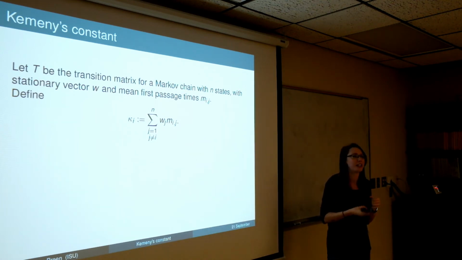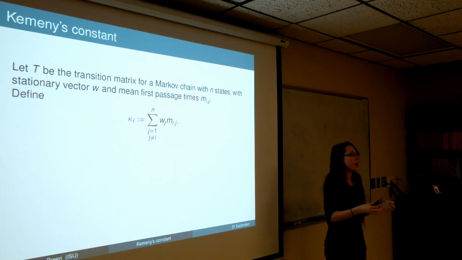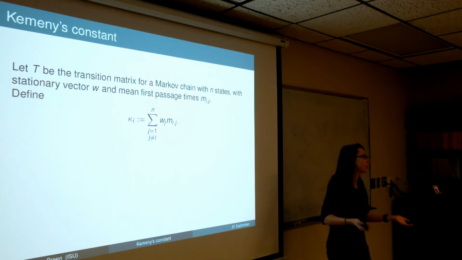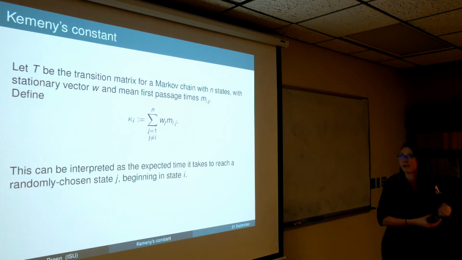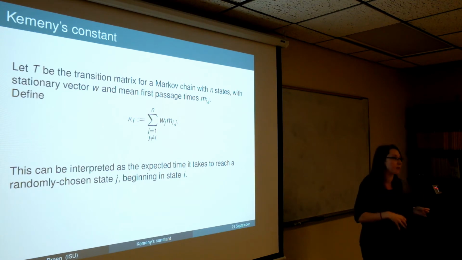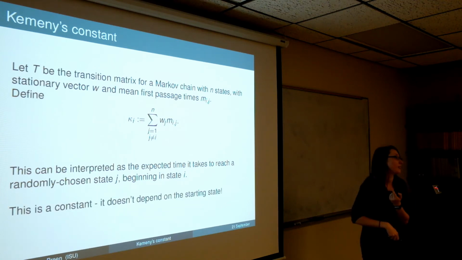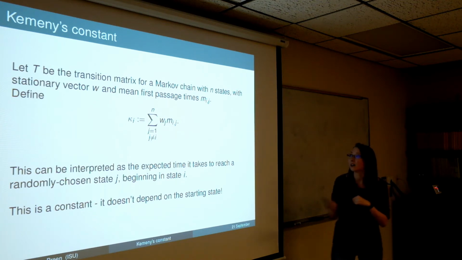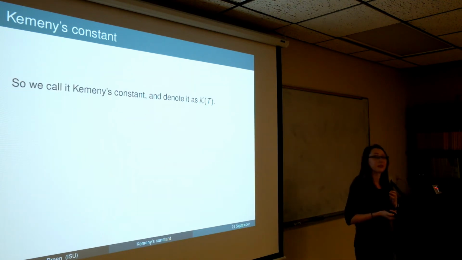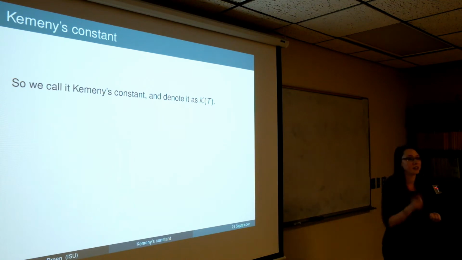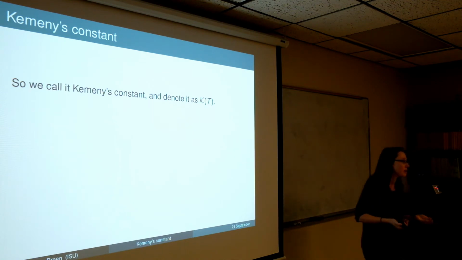So this would give you an idea of, if I'm in state i, how is my access to other states, good or bad. You can also interpret it as the expected time it takes to reach a randomly chosen state if I'm in state i. Astonishingly, and this word is used in every paper about Kemeny's constant, that's a constant. It doesn't depend on what state you're currently in. So no matter what the state i is, that's going to be equal. That is what we call Kemeny's constant, and we denote it as K(T), because there's no need for this index i if it's a constant and it doesn't depend on i.